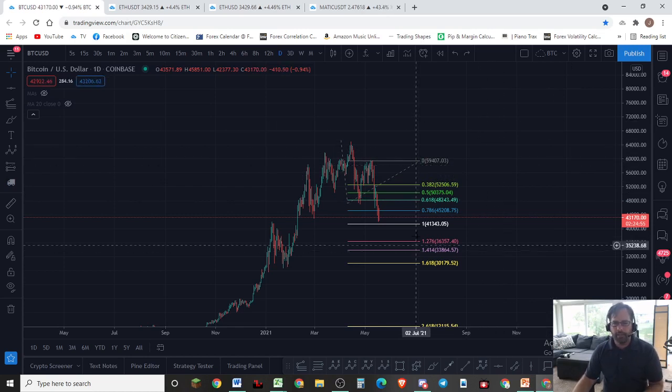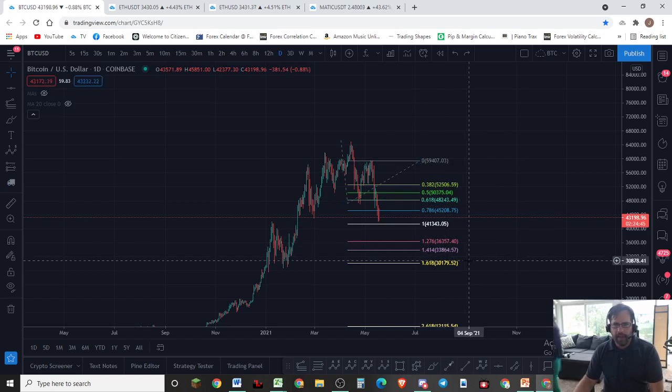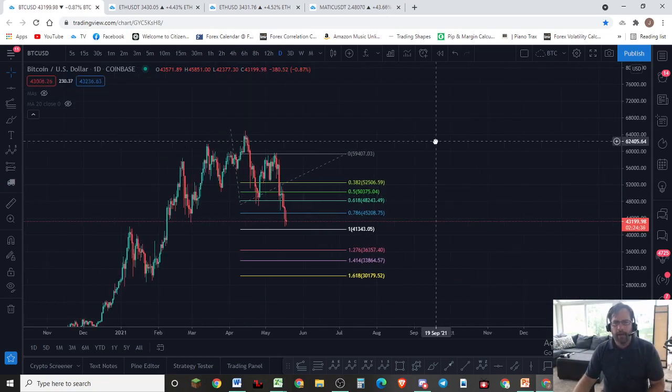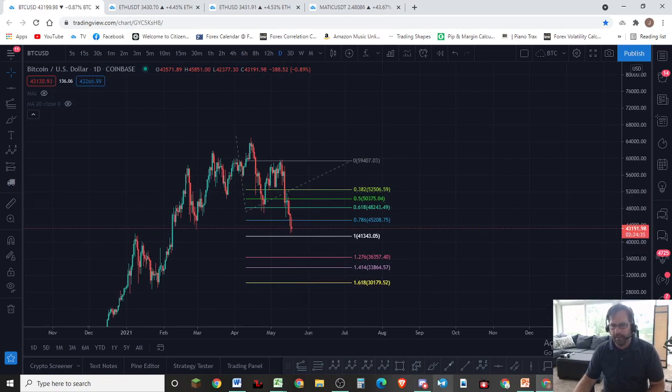So that's what I'm watching. Let's watch this current level. We're going to be watching 41K, 37K in that ballpark, 33K. I'm just reading the fibs here, and 30K. We're going to be watching all those Fibonacci levels. And then after that, we're going to be hoping for a bounce here, guys, hoping for a big enough bounce.